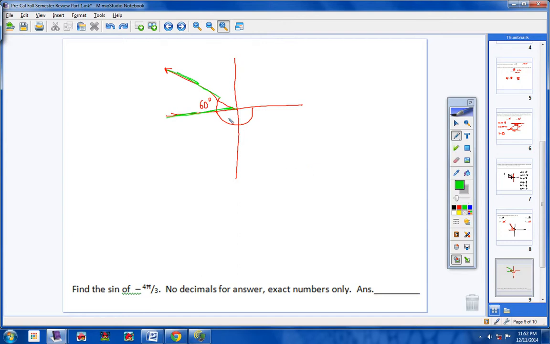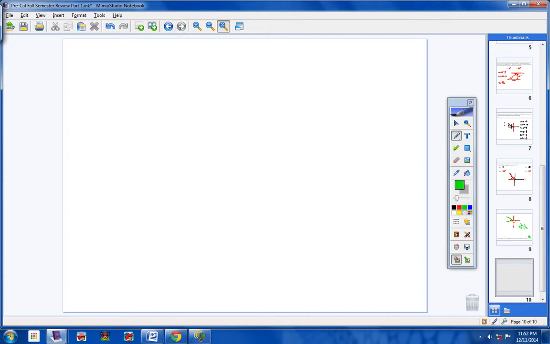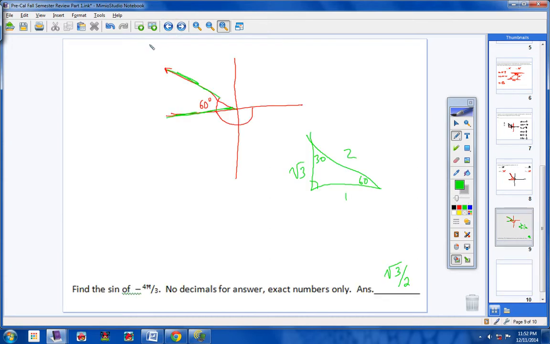Okay, so the sine of 60, well, think about our special triangles, guys. This is 30, this is 60, this is 90, 2, 1, square root of 3. So what is the sine of 60? Well, opposite over hypotenuse, so pretty cool. Square root of 3 over 2. There it is. Okay, no decimal answers, guys. Don't forget you really should know your special triangles for the exam, okay? You really, really should. That's very important to be able to do.